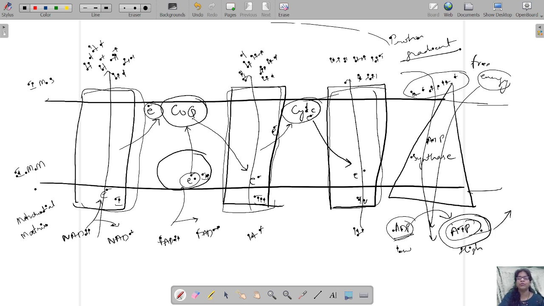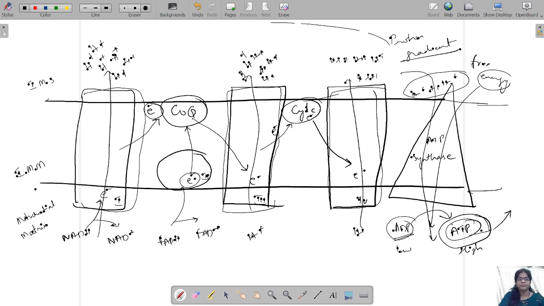In the next class I will talk to you in detail, step by step, about how much ATP is consumed and how much NADH is produced, how much ATP is produced for a pair of electrons transferred from NADH, and for a pair of electrons from FADH2. The yield will be discussed in the next class. Please go through the slides.